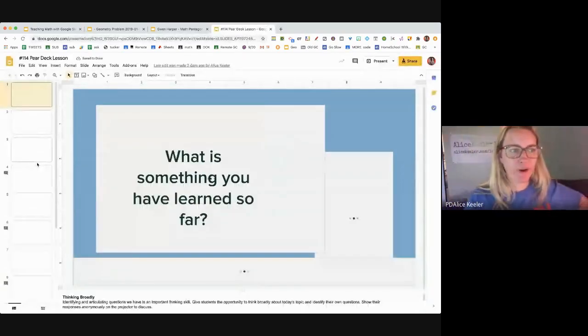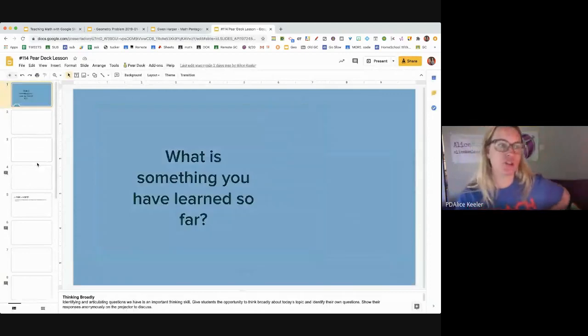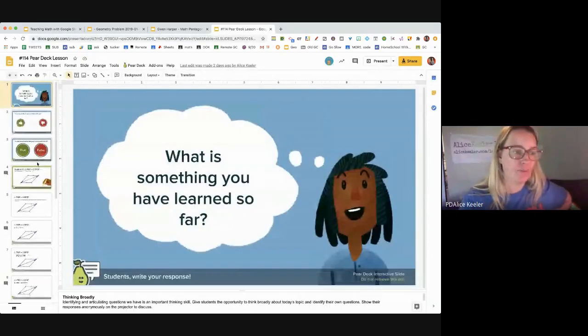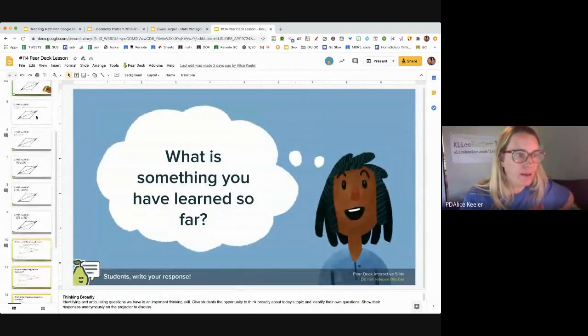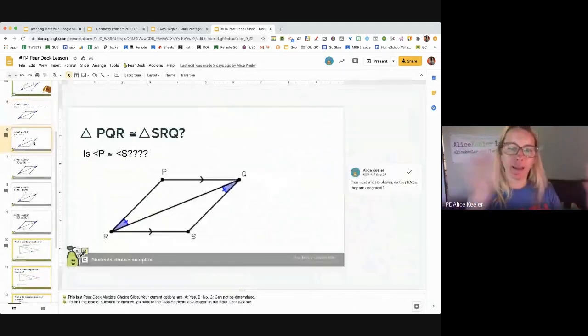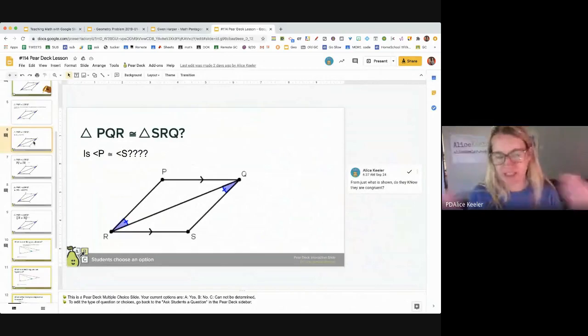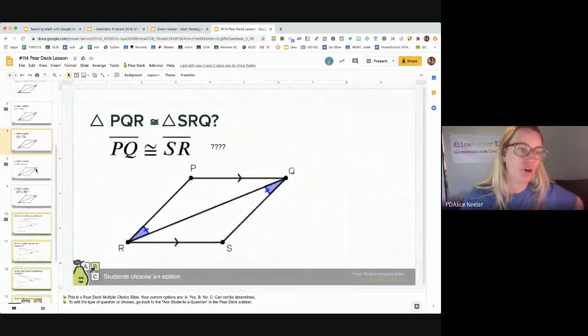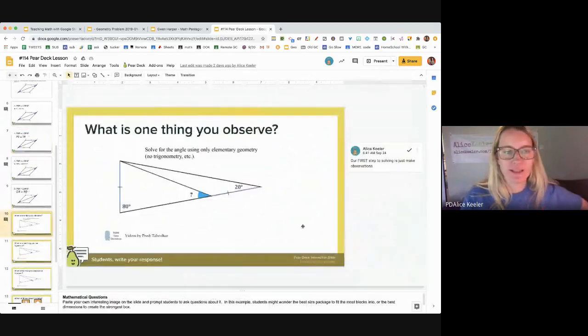I did this as a Pear Deck. It was Instructor Paced. We were doing it together. First, this is from Unit 1. So again, I like to spiral back. We just keep coming back to things we had done before. So can you tell that the triangles are congruent? Then we got to this problem.